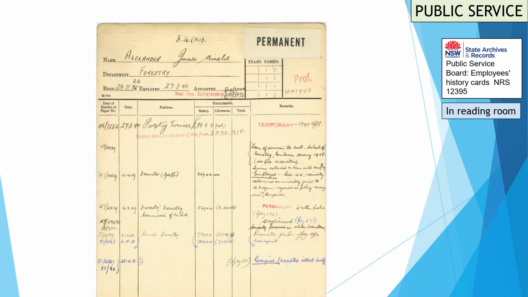Here's another example just to show you that one's not a fluke. It has the same sorts of details. Also granted leave for the duration of the war, which is part of the family history. Resigned, accepted, without fault. Interesting down the bottom.